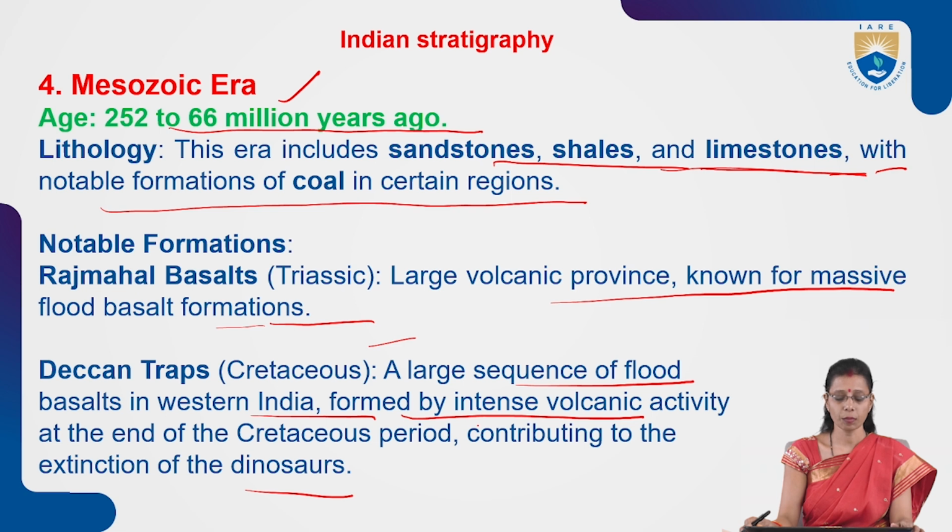So in the Deccan Traps, we find a large sequence of flood basalts in western India, formed by the intense volcanic activity at the end of the Cretaceous period, contributing to the extinction of the dinosaurs. So due to this activity, the extinction of the dinosaurs started.